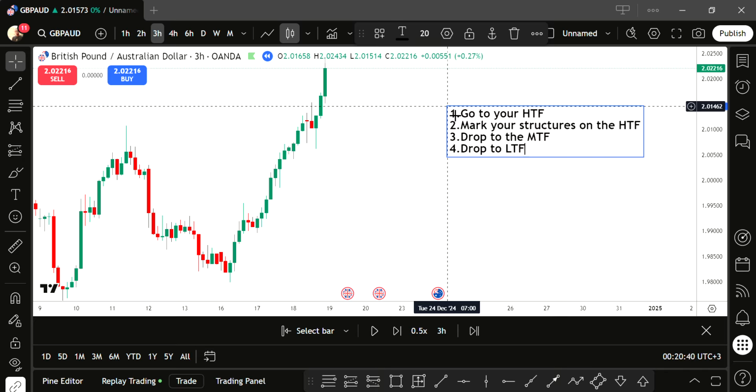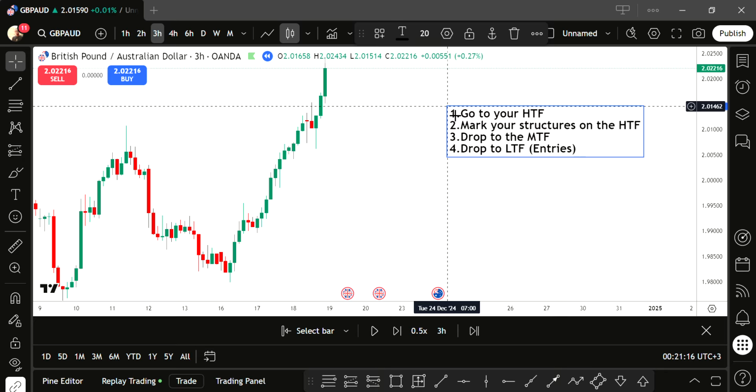Now for your entries, you're looking for, okay, let me just put this in brackets. For your entries, you're looking for chart patterns, you're looking for demand and supply zones, you're looking for engulfing candles, something like that, to mark your entries on the lower time frame. Now you see that this is simple, straight to the point, only 4 core rules that govern this strategy, and as long as you execute them well, you're going to be able to be profitable.